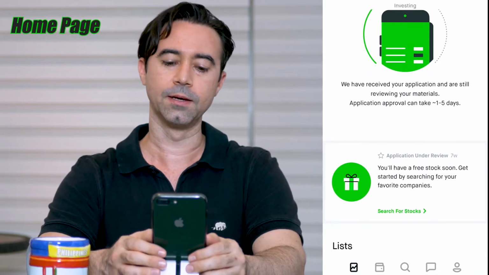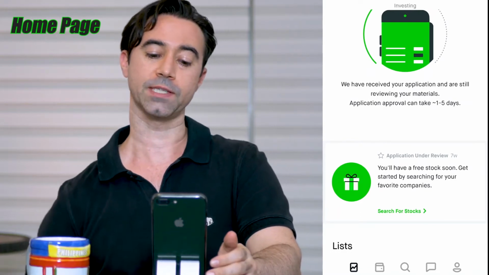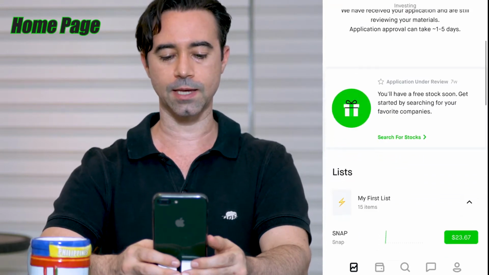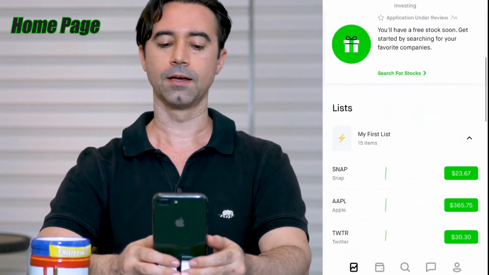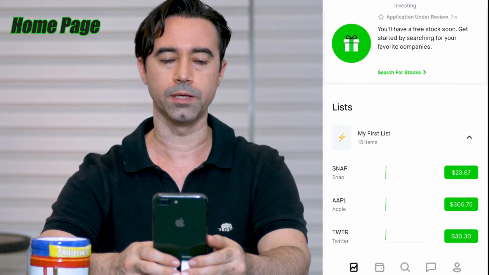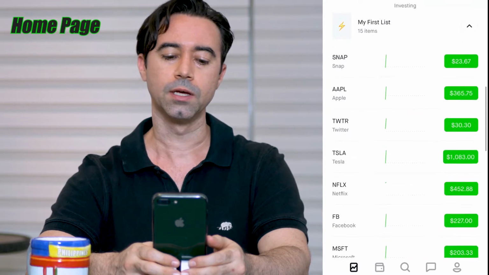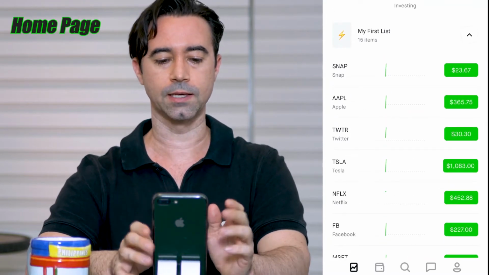As you can see, my application's been under review for 7 weeks because I did not fund my account until just today. So hopefully now it will be approved, and then I'll be able to buy some stocks with Robinhood. So the first thing we want to see here is the lists.